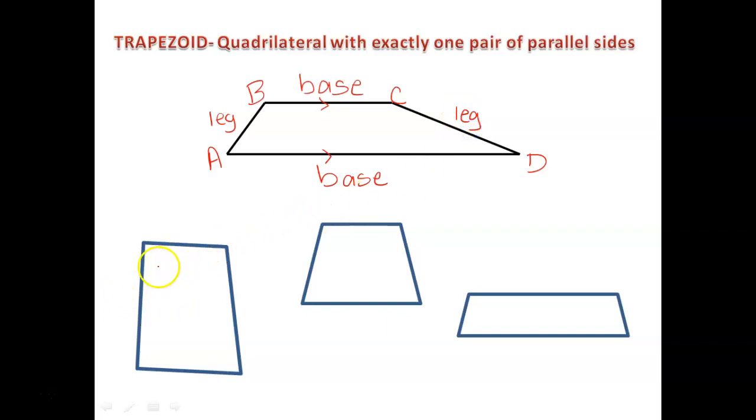All right, so all of these will be trapezoids. You see, you have your parallel bases. This is your base 1 and base 2, and then these would be your legs. Same thing here. These would be trapezoids.